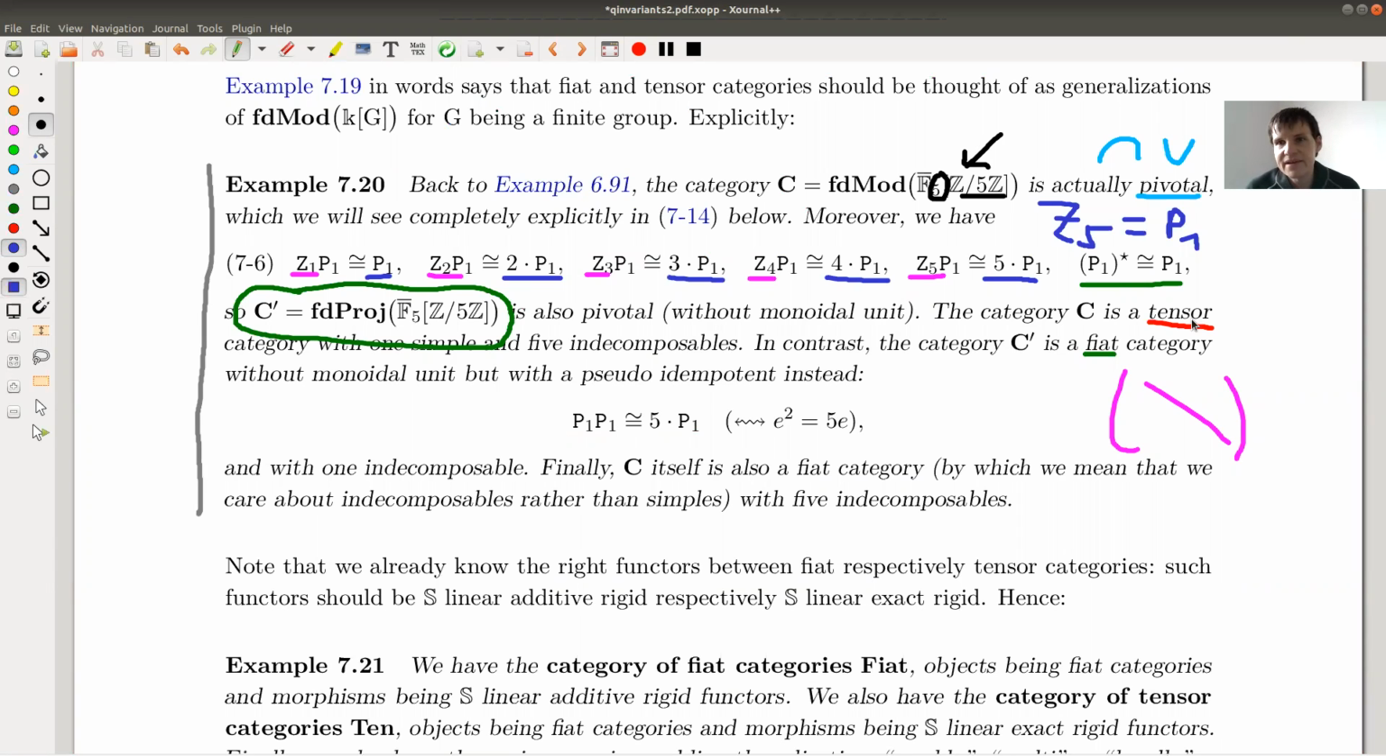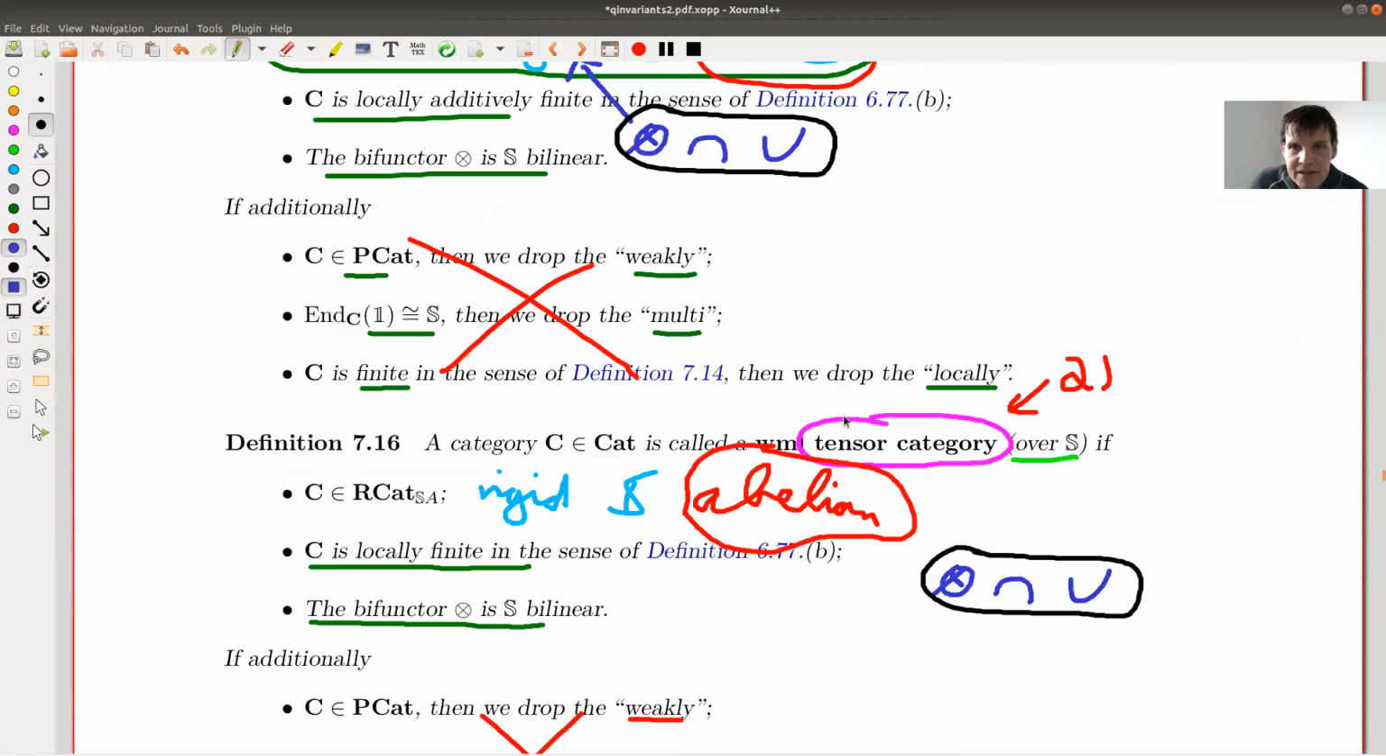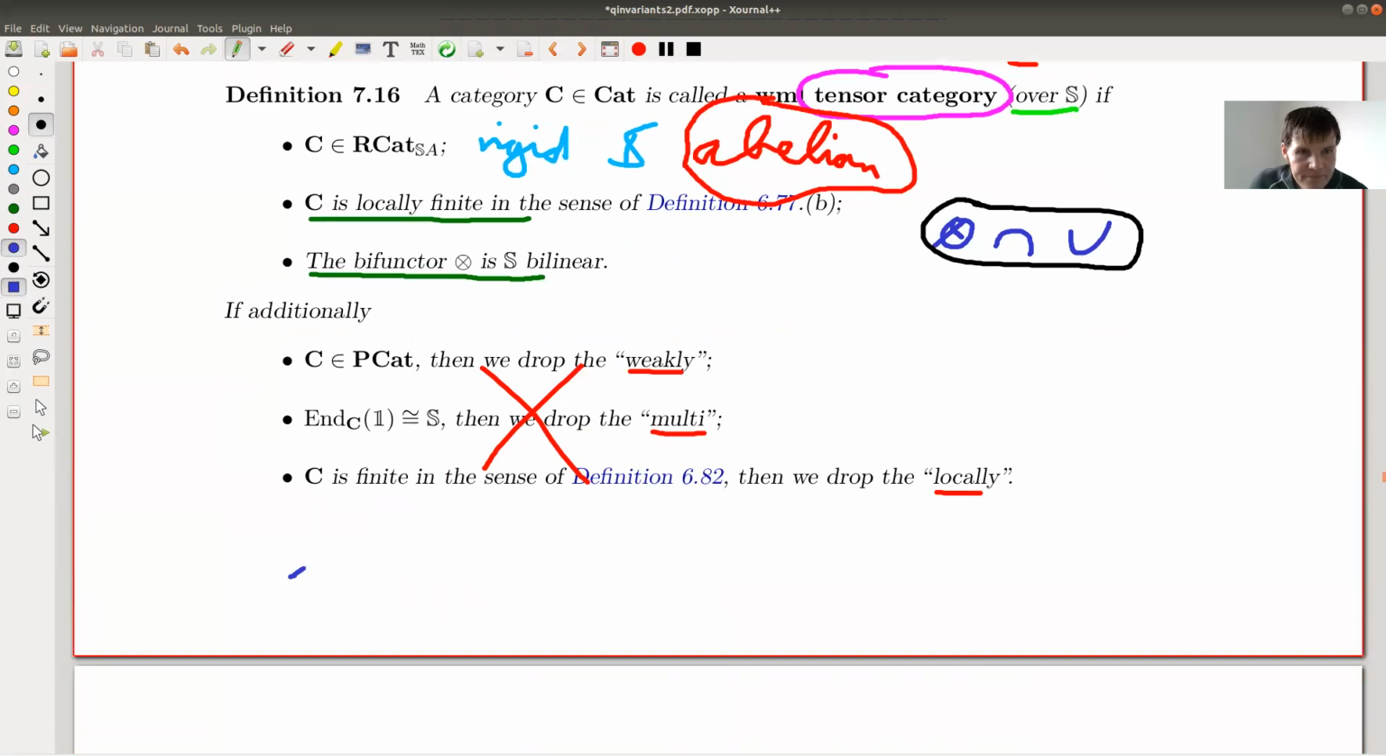And it kind of matters what kind of distinction you want to take. Again, the difference is whether your focus is on idempotents, so on direct sum decompositions, and that means your focus is on indecomposables. That's a Fiat setup. Or your focus is on exact sequences. That's an abelian setup, and then your focus is on simples. So Fiat cares about indecomposables, okay, and tensor cares about simples, and that's really the main distinction.